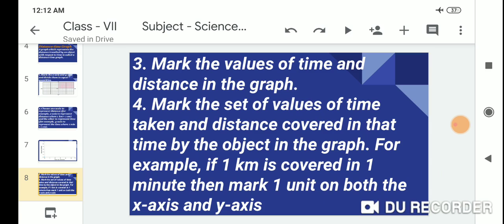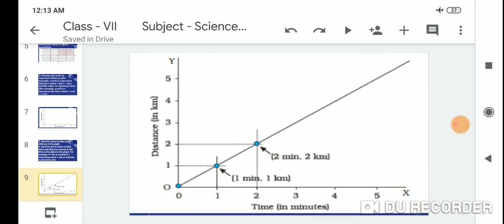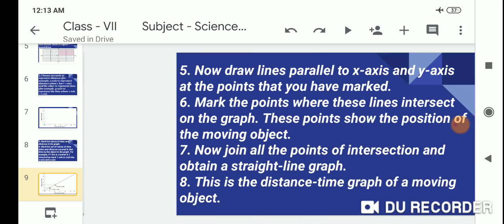And the fourth step is to mark the set of values of time taken and the distance covered in that time by the object in the graph. For example, if 1 kilometer is covered in 1 minute, then mark 1 unit on both the x-axis and y-axis. So distance in kilometers and time in minutes. First, 1 minute equals 1 kilometer, and 2 minutes equals 2 kilometers.